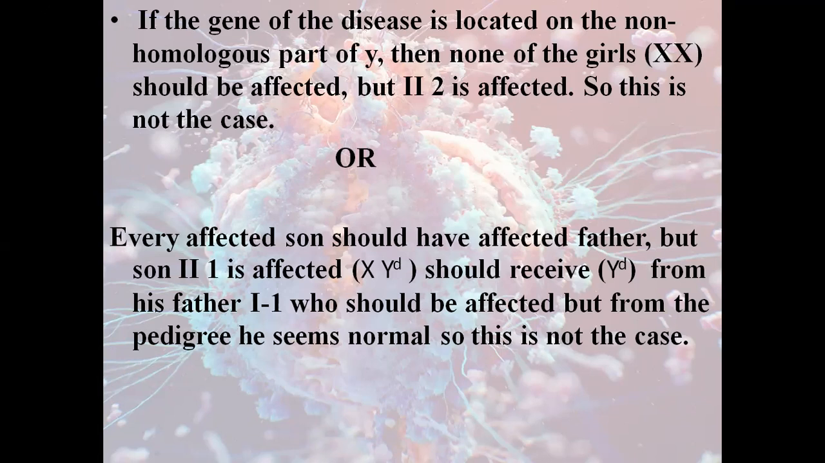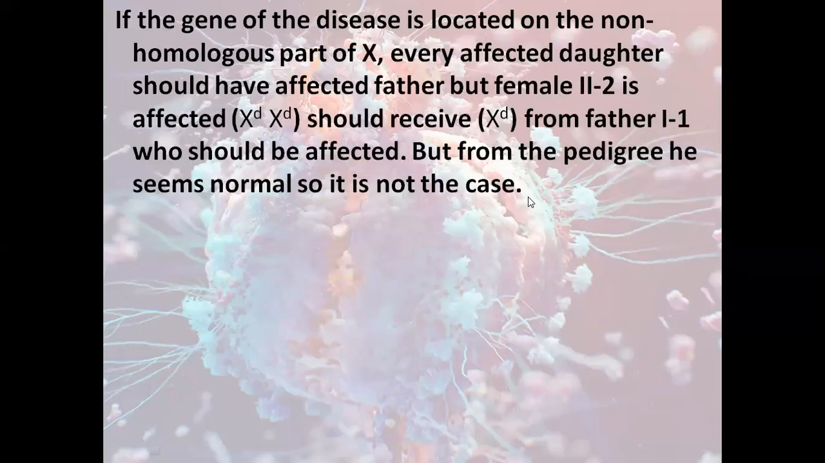Always, whenever they have to deny it on the non-homologous part of Y, they use this. They told me that this is simpler than using this, so this is easier for you to work on. None of the girls should be affected, but 2 is affected, so it's not the case. Here we deny it on the non-homologous part of Y. Pay attention to write non-homologous part, since the X and Y are not the same.